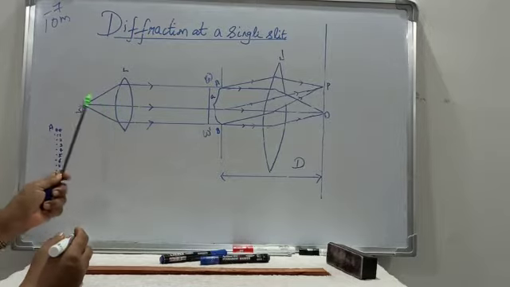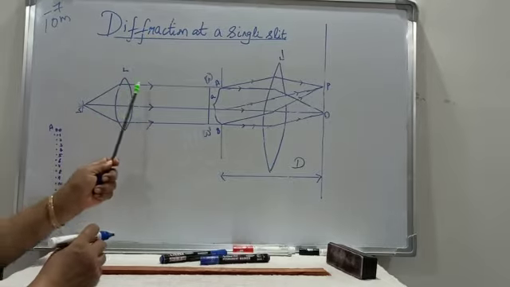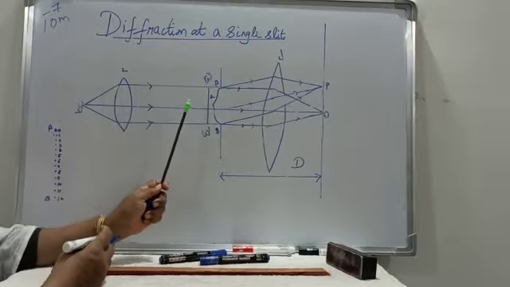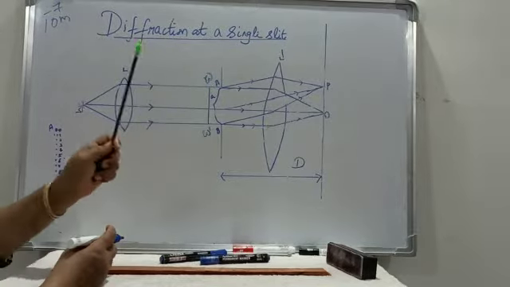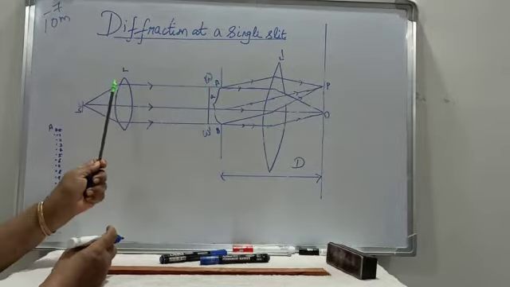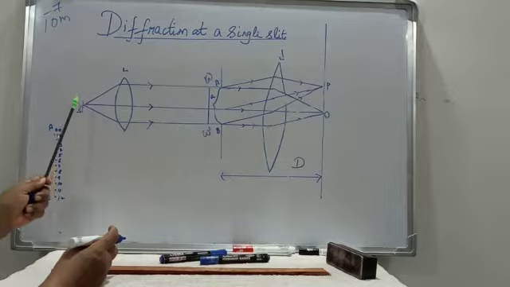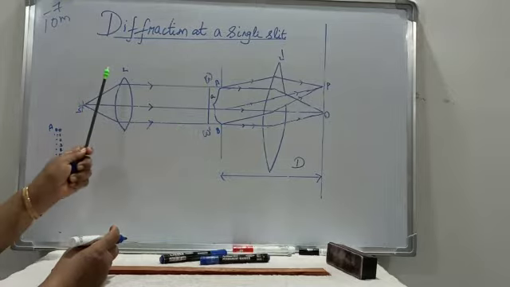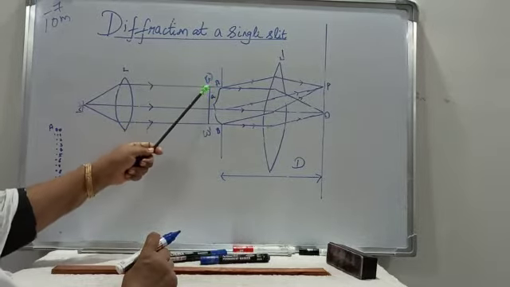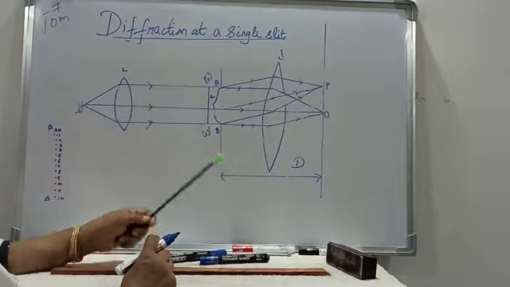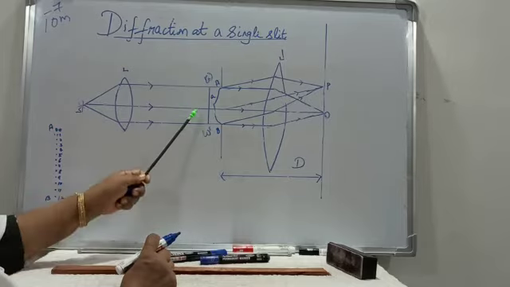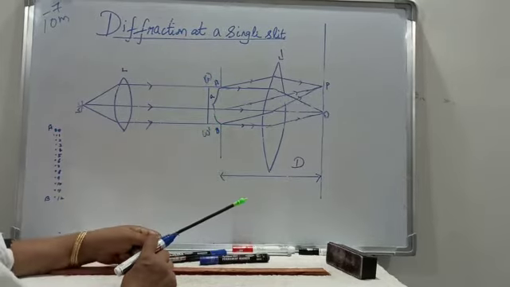So what is the advantage of placing it here? So that the rays are rendered parallel. When the rays are rendered parallel, the wavefront must be a plane wavefront. So in order to get a plane wavefront, we made the rays parallel by keeping a monochromatic source at the focus of the convex lens. Now, a plane wavefront, named WW dash, is incident on a small slit AB.